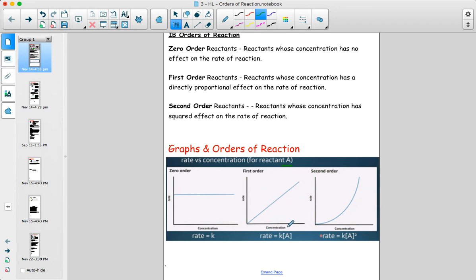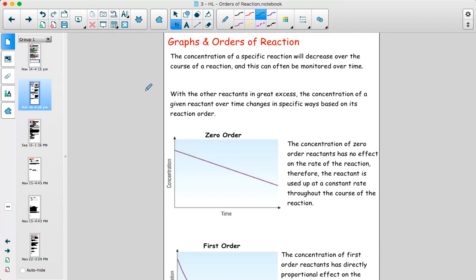In this one, it's first order, so directly proportional. It should look just like a y equals x graph, where as I increase the concentration, the rate increases by the same amount. And in the second order, the rate essentially looks like an x squared graph or a quadratic graph. Whatever I do to the concentration of A, the rate should have that effect squared. So when I double the concentration, it goes up times 4. When I triple it, it goes up times 9. Quadruple it, goes up times 16. I think you know what a quadratic graph looks like.